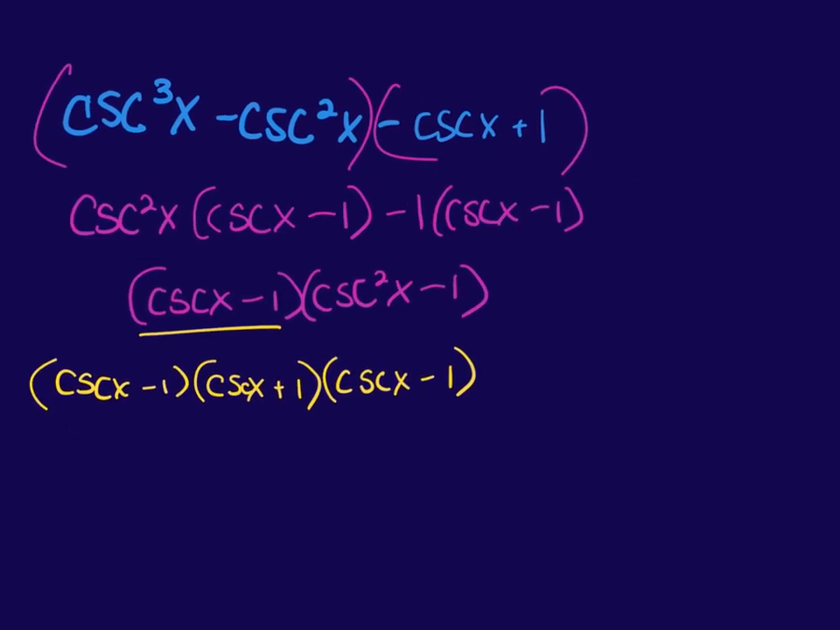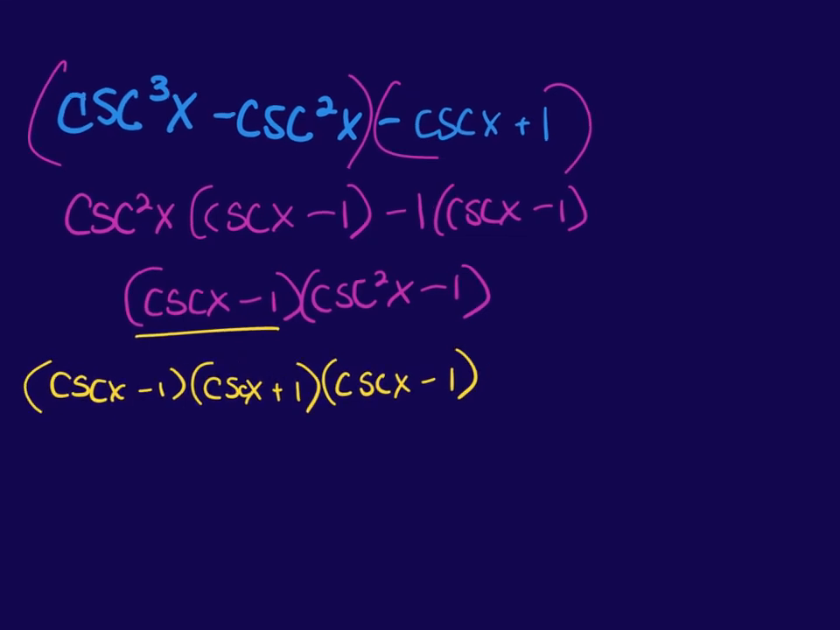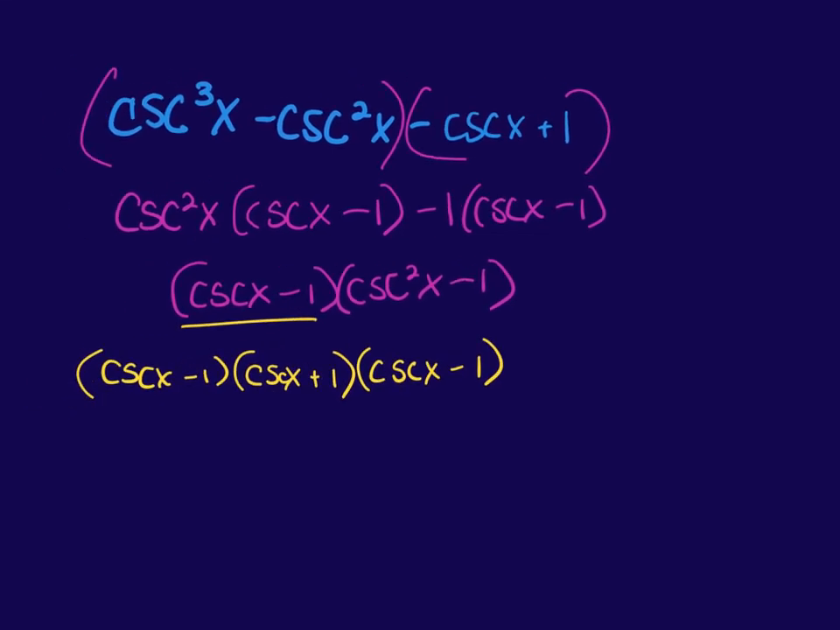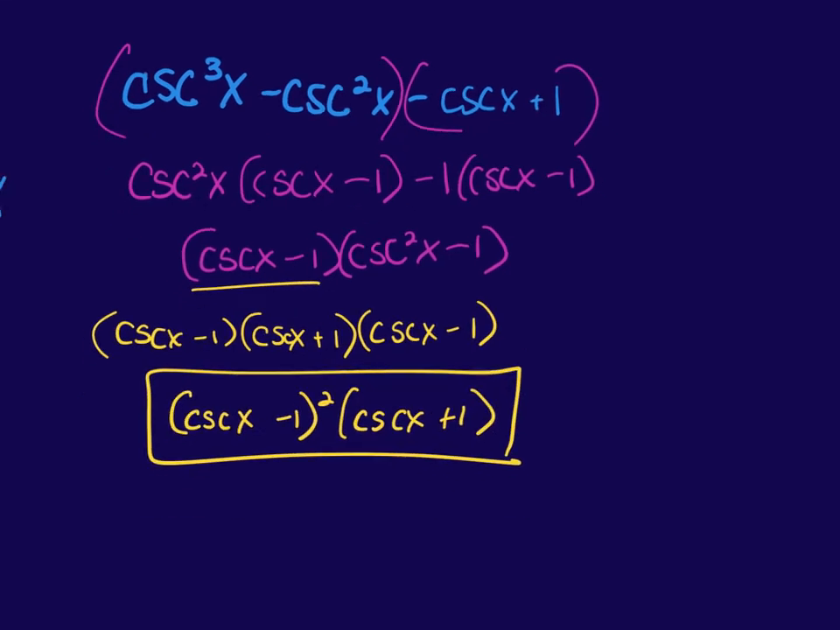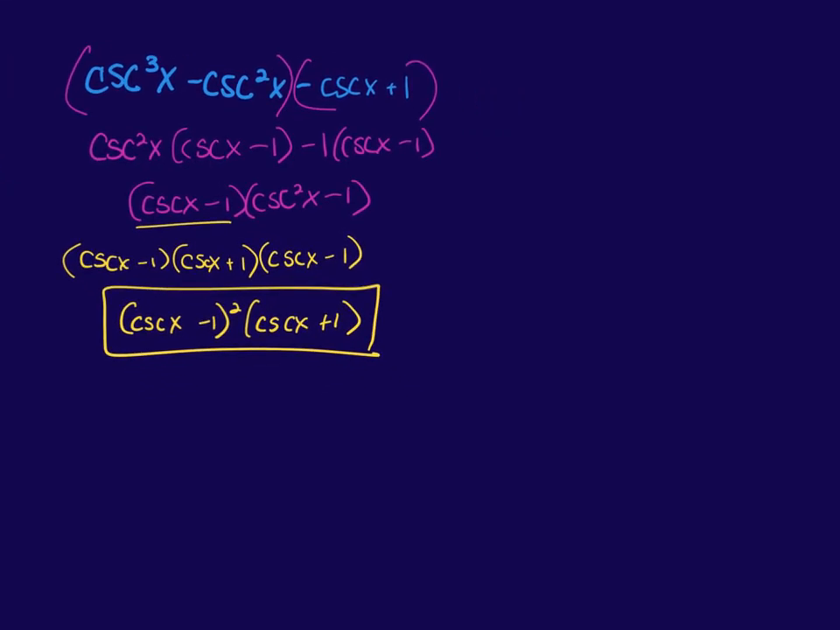So then, which one is this? Just factor it. That's as factors. It would be cosecant x minus 1 squared, and then cosecant x plus 1. That would be that in factored form. The 52 is the difference of two squares. It's just that they're to the 4th.